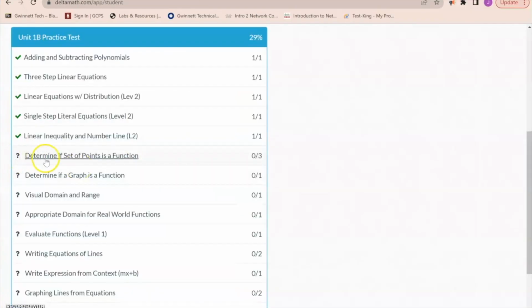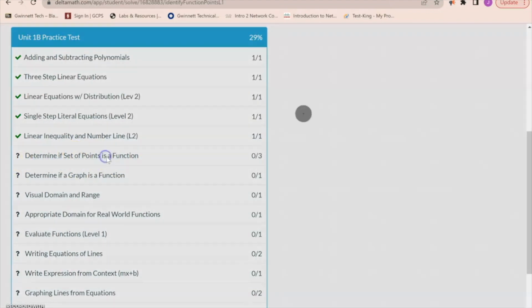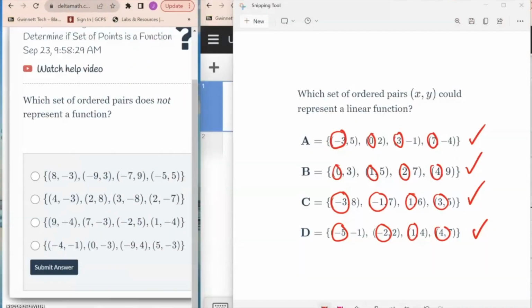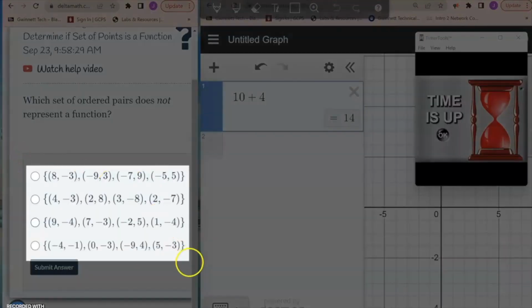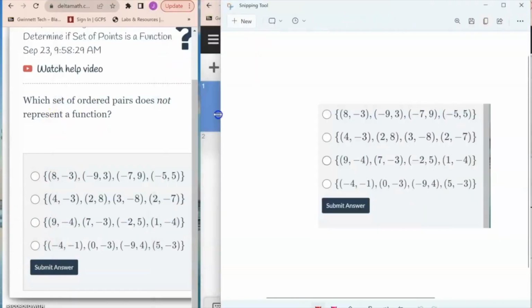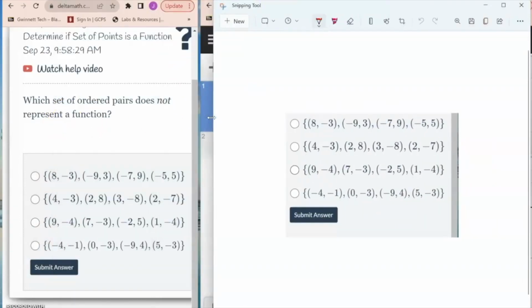All right. So I'm going to do the next one, which is determine if set of points is a function. So again, what makes a function is that x does not repeat. Okay. X does not repeat. Be careful, because you do have to read the question. Sometimes it's if it's not a function. So what does this question say? Not a function. So I'm just going to find all the ones that are functions.